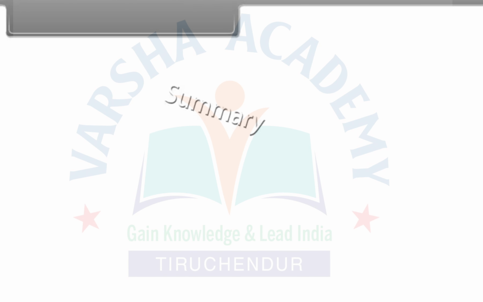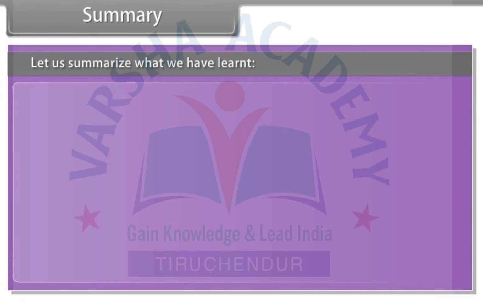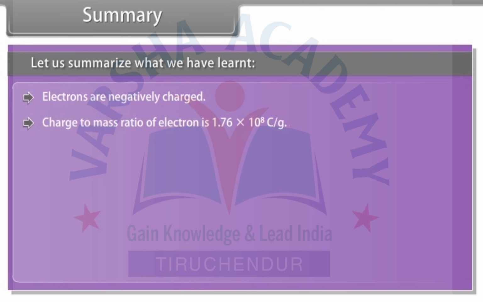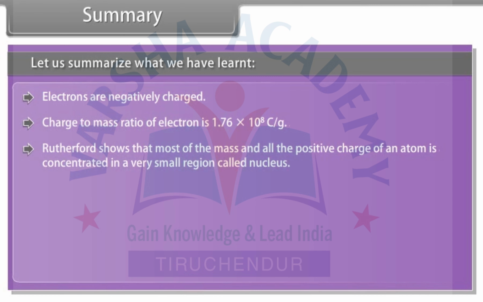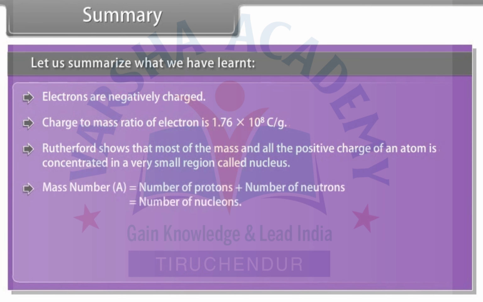Summary. Let us summarize what we have learnt. Electrons are negatively charged. The charge to mass ratio of an electron is 1.76 into 10 raised to the power 8 coulombs per gram. Rutherford showed that most of the mass and all the positive charge of an atom is concentrated in a very small region called the nucleus. Mass number A equals number of protons plus number of neutrons, which equals the number of nucleons.